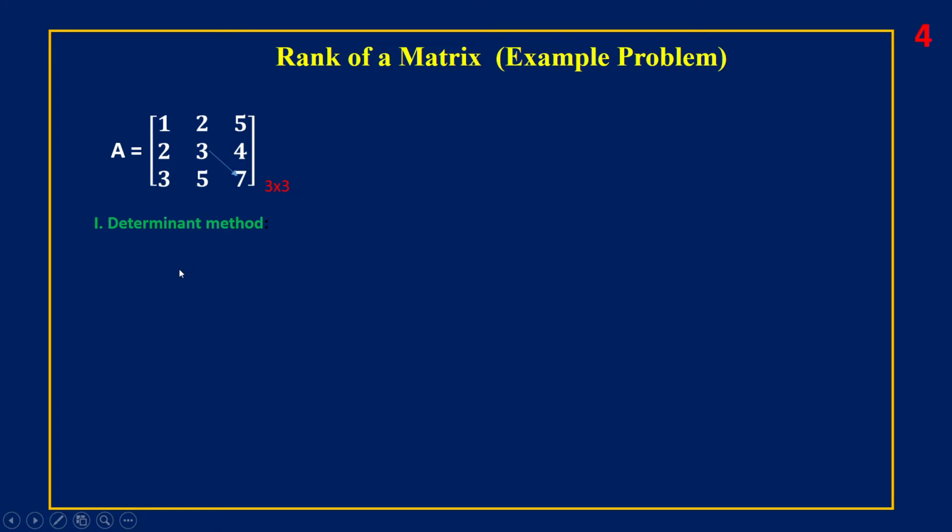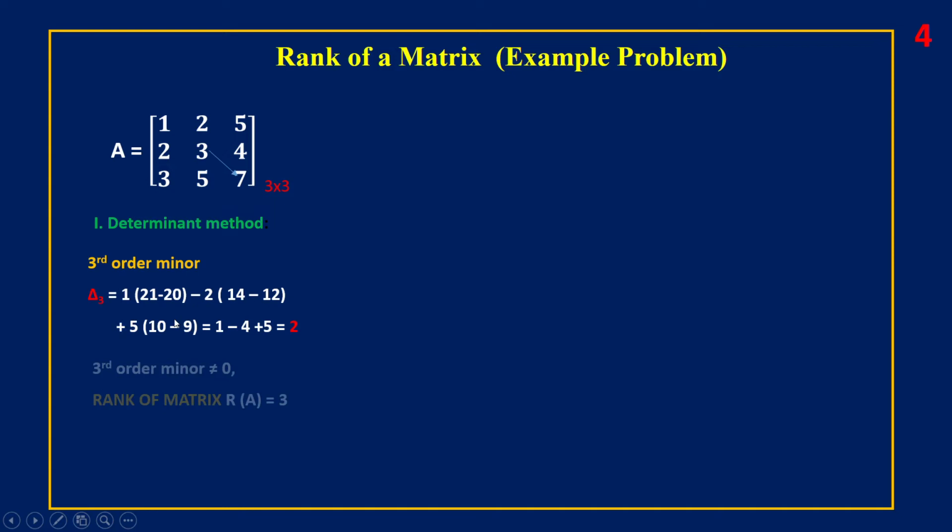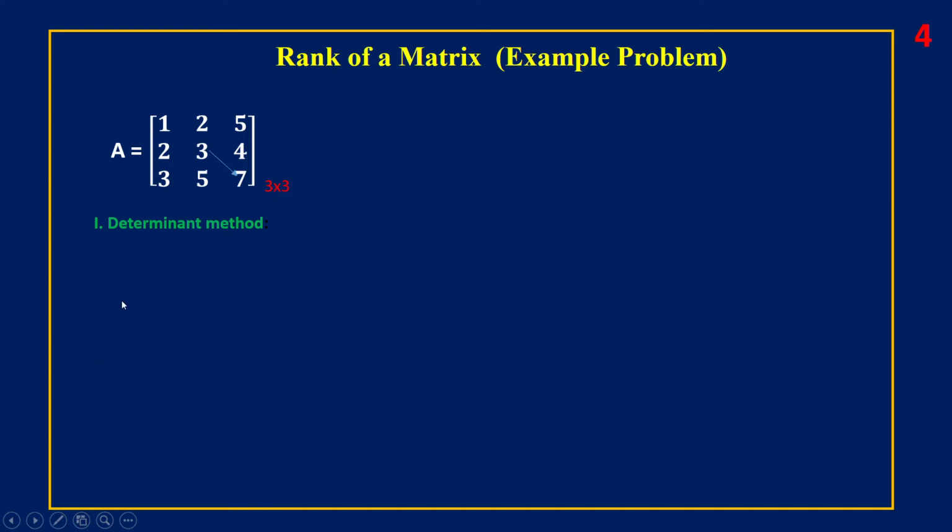First, I will explain the determinant method. Here I am going to explain both methods. The determinant method is to check with the minors. So we know a 3 cross 3 matrix consists of 3 minors: third order minor, second order minor, first order minor. First we can check with the third order minor. The third order minor is nothing but the determinant value. Let me find the determinant value. Here I have termed it as delta 3, the third order minor.